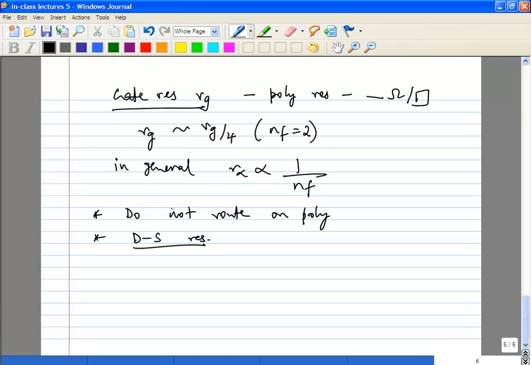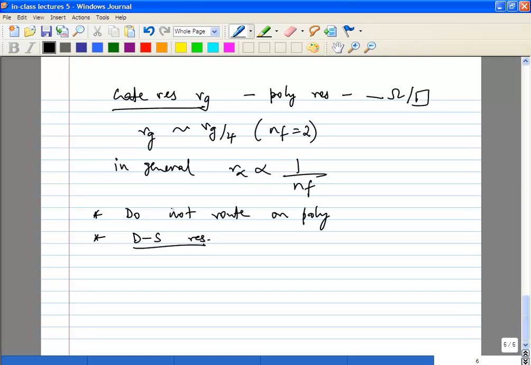Routing with poly, not routing over poly. I am saying don't route with poly. Now we are going to come to what metal you can use to route what. I don't know if we'll have time to come to it this class. Definitely next class we'll come to it, about what metal you can use to route which signal, for example.